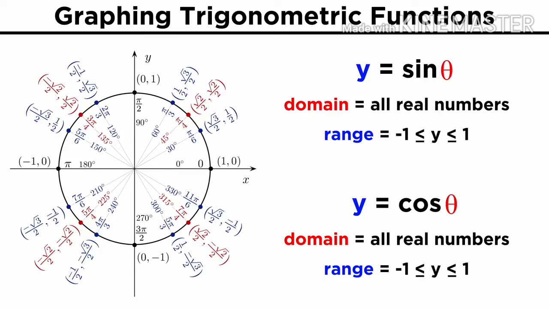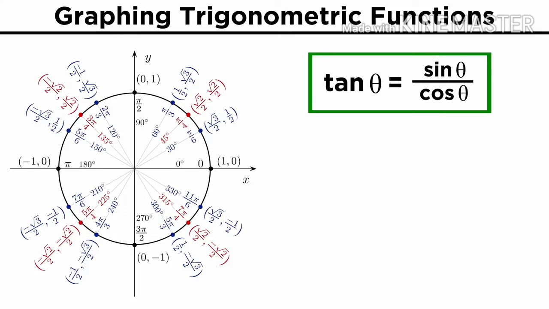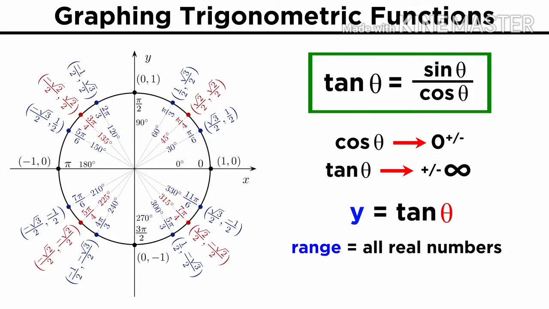Tangent is different because that's sine over cosine, and as cosine gets very close to 0 in either direction, the function gets very big, approaching infinity. So the range of tangent theta will be all real numbers.